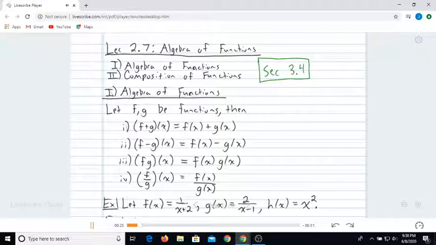So what that means is if I add two functions together, I get a third new function. If I subtract two functions, I get a third new function. And multiplication of functions creates a new function, and division of functions creates a new function. Let's go ahead and look at an example here.